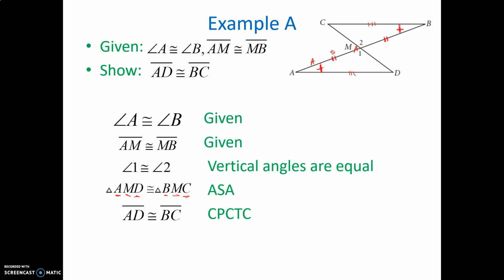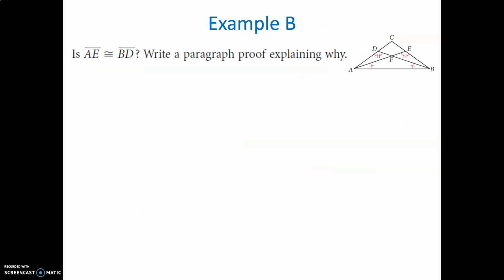So I'm going to do one more proof, but I'm going to talk about it in 2 different ways. Sometimes in the book they say, is AE equal to BD? Write a paragraph proof explaining why. Well, paragraph proofs get messy for students and long, and halfway through it, students get all messed up. So I'm going to talk about a paragraph proof, but in the next slide I'm going to show you the more compact 2-column proof, which students have an easier time with.